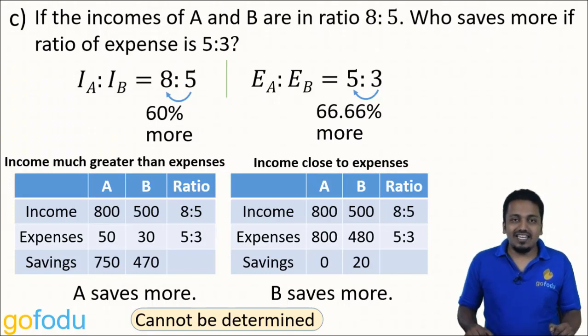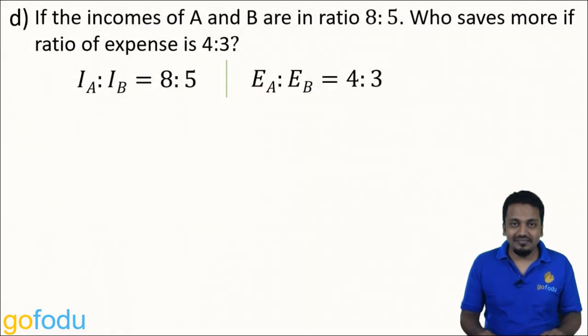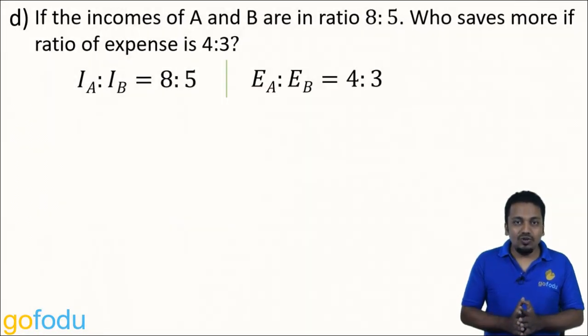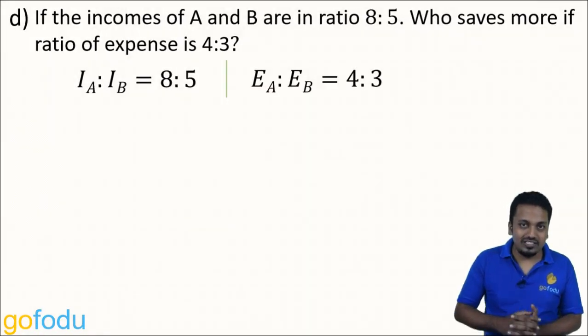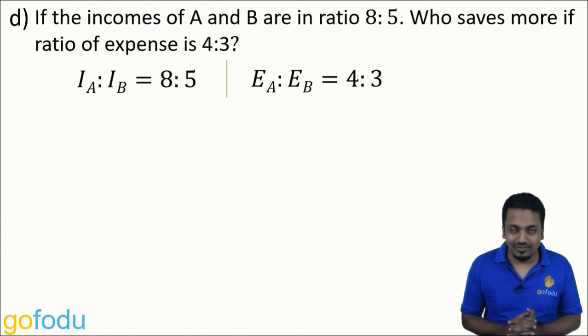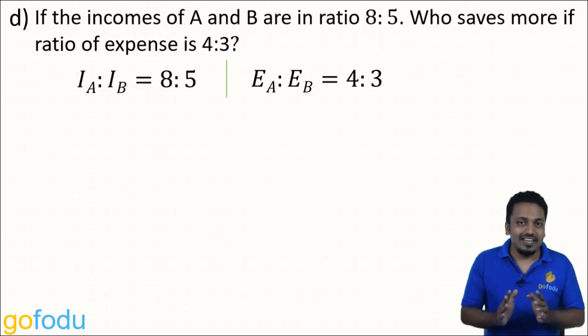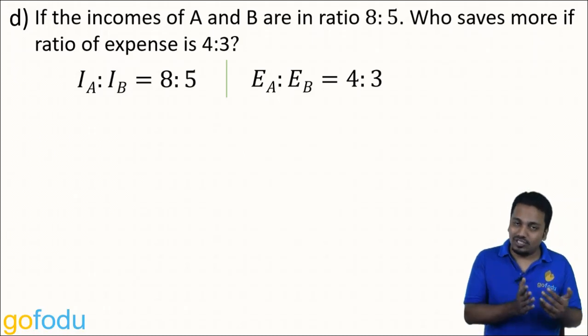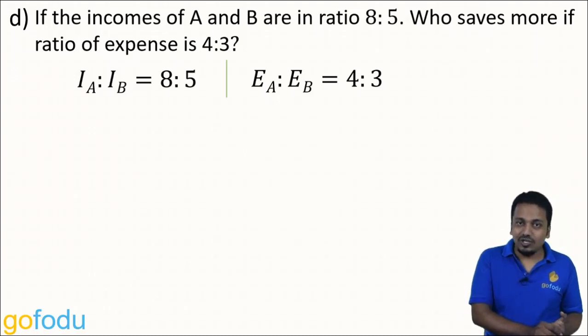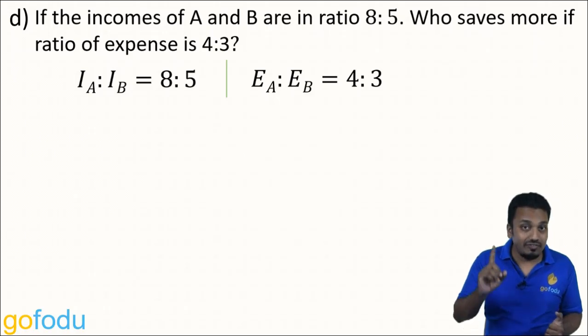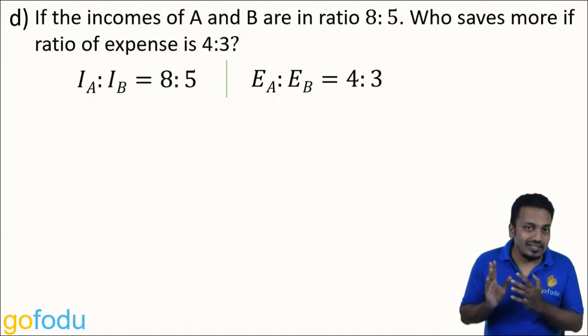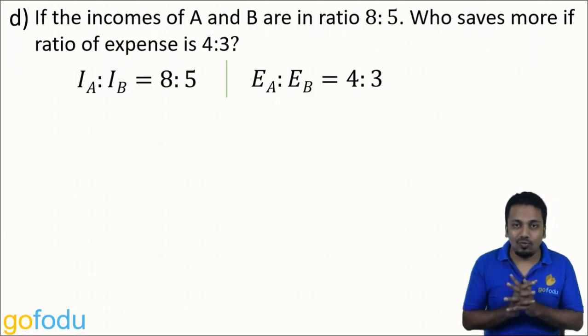Let's move on to the next case. Ratio of expense now is 4:3. Okay. This case might appear to be very similar to the previous case, but you will soon realize that it is different. Ratio of expense now is 4:3. Exact ratio of savings cannot be determined, but we can say for sure who saves more. Let's see how. Let's find out.